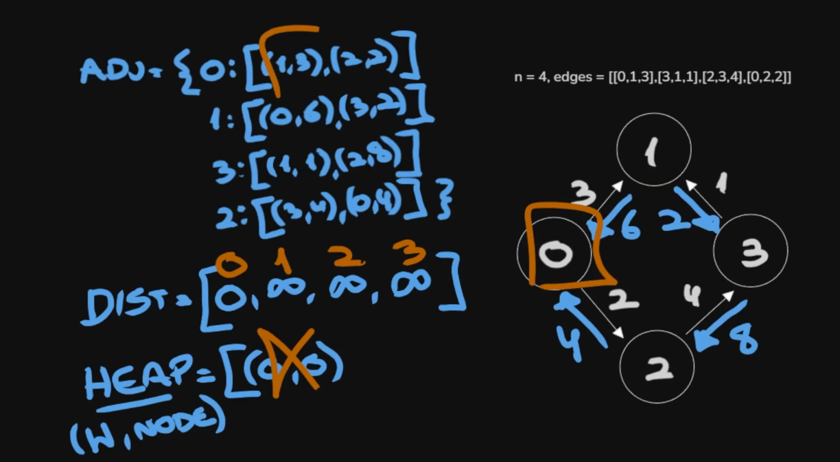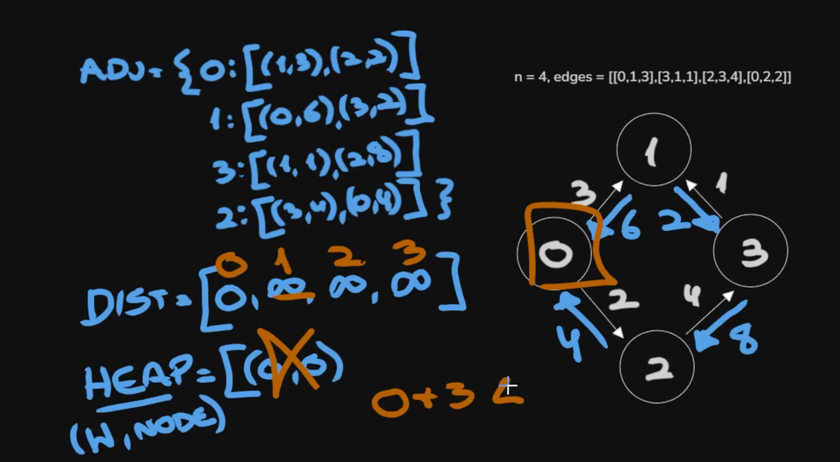So let's start with this one. We are checking if the current weight 0 plus the weight of the neighbor, meaning 3 in this case, is smaller than the value that we have in distances at the current neighbor, meaning at 1.